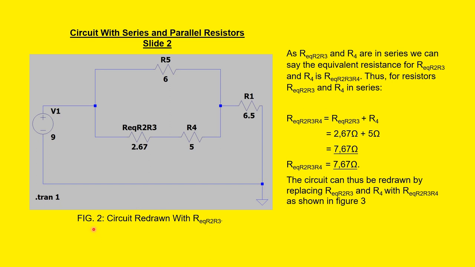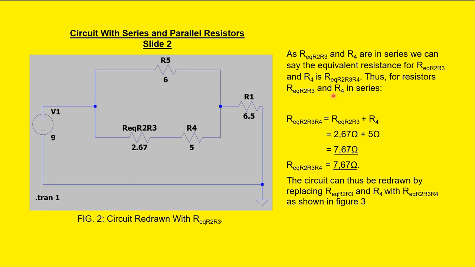As can be seen here in figure 2, the circuit is redrawn with R equivalent R2 3, and there we have replaced those two resistors with the equivalent resistor 2.67. Now as this resistor R equivalent R2 R3 is in series with resistor 4, we can say that the equivalent resistance for R equivalent R2 3 and R4 is R equivalent R2 R3 R4. Thus for the two resistors R equivalent R2 3 and R4 in series, we can just add them. It is R equivalent R2 R3 plus R4.